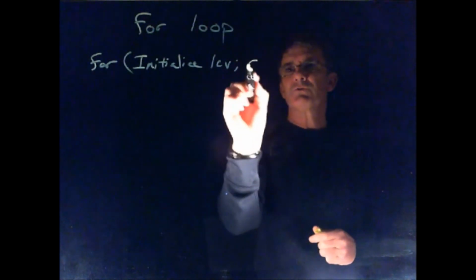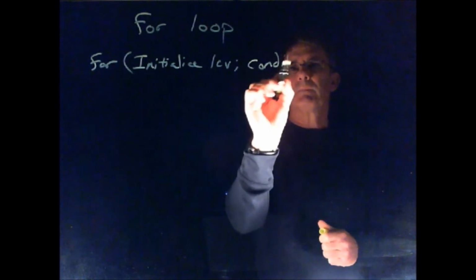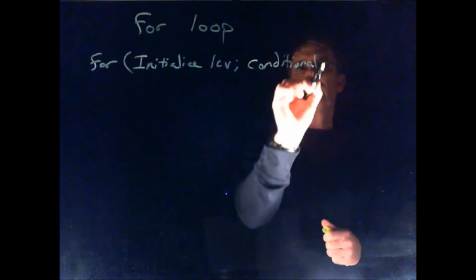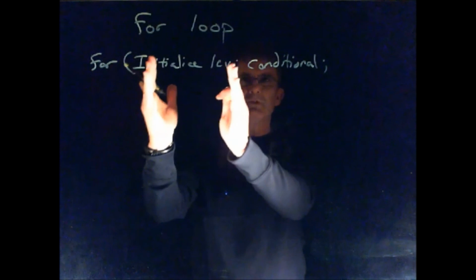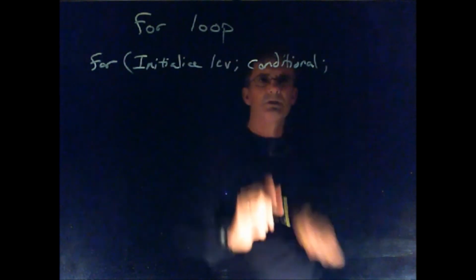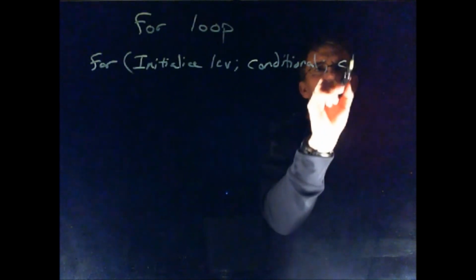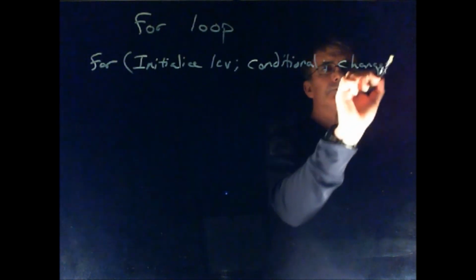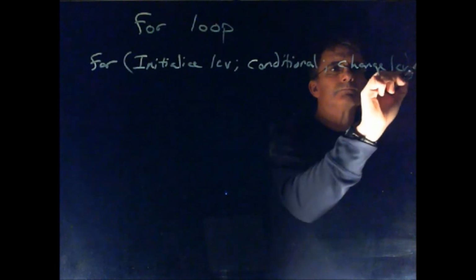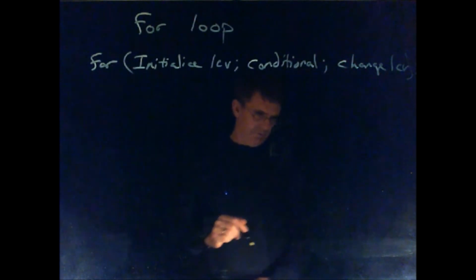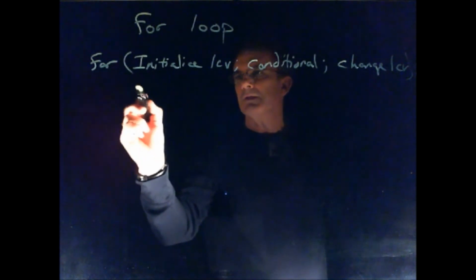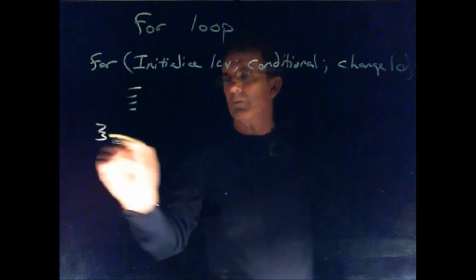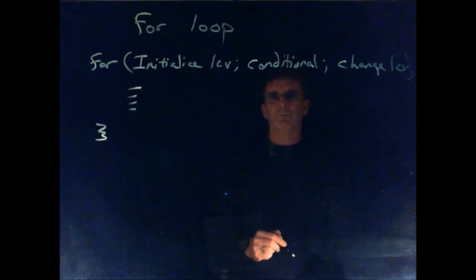We have our conditional statement. These are semicolons, so we declare and initialize our loop control variable, semicolon, our conditional, semicolon, and then we change our loop control variable. And then we have our code. You can't see the curly brace very well. The lines of code, and then the end of our loop.